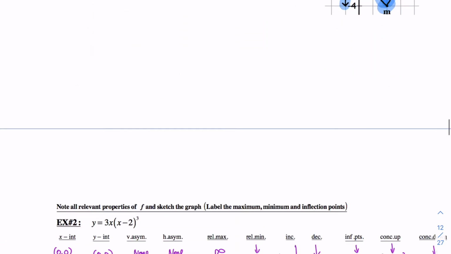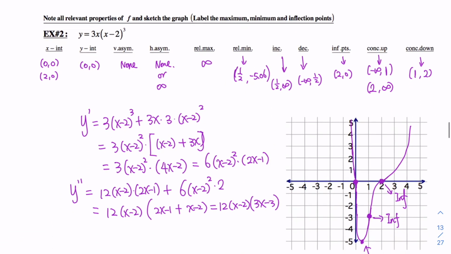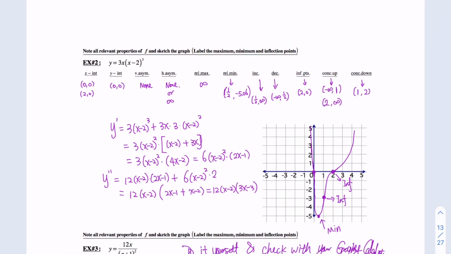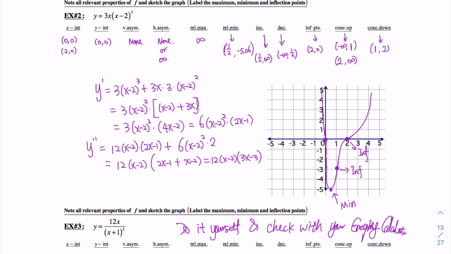You can try the next 2 examples yourself. I put my solutions here. You can also check the graph with your graphing calculator.